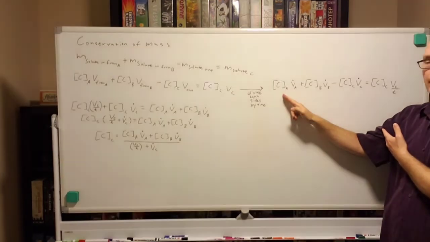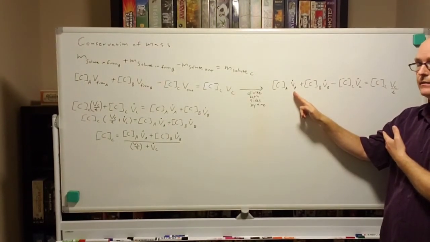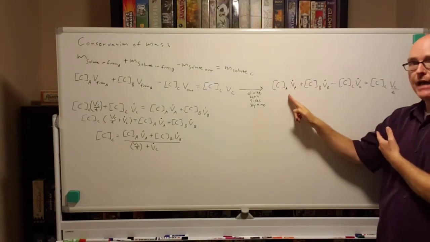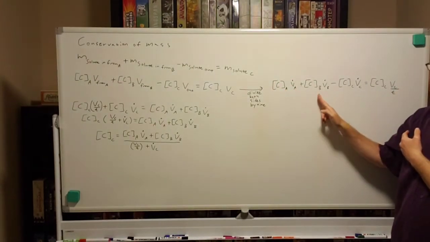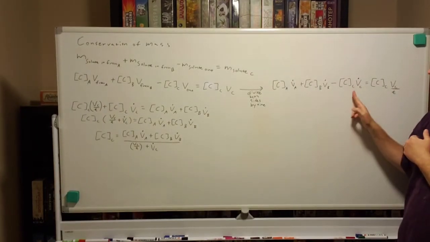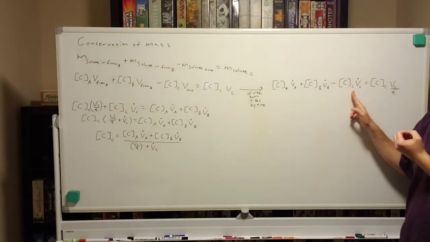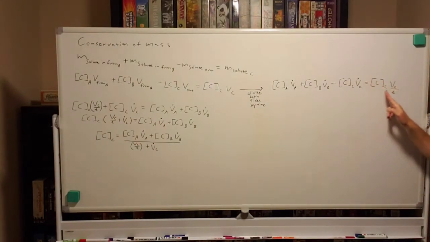So I end up with the concentration in tank A multiplied by the volumetric flow rate from A. By the way, this is the mass flow rate from A into C. So this plus the concentration of tank B multiplied by the volumetric flow rate out of B, minus what's leaving the tank, which is the concentration of C multiplied by the volumetric flow rate, or leak rate, out of C, is going to equal my concentration multiplied by my volume divided by time. So this will give me the accumulation as a function of time.